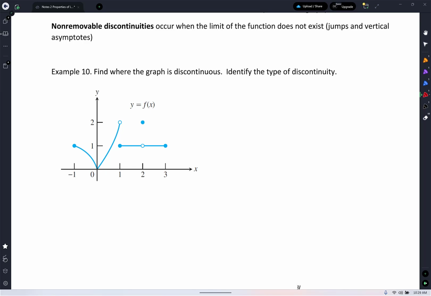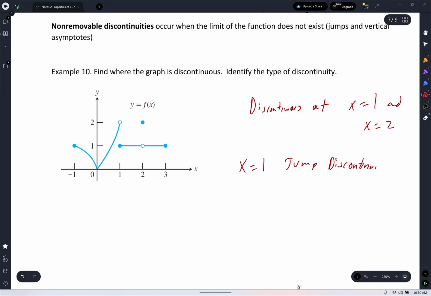All right, it says, find where the graph is discontinuous, identify the type of discontinuity. So where am I discontinuous? I'm going to write discontinuous at x equals, what are my two values? I have two values where you're discontinuous. 1 and where else? 2. That's it. X equals 1. What type of discontinuity is it? It's a jump. Jump discontinuity.